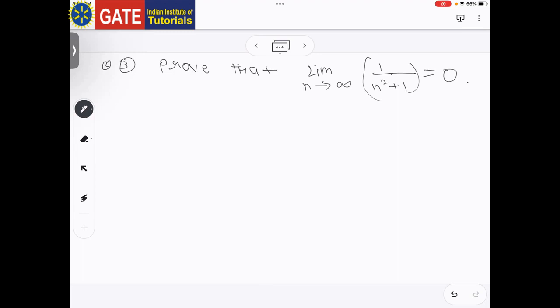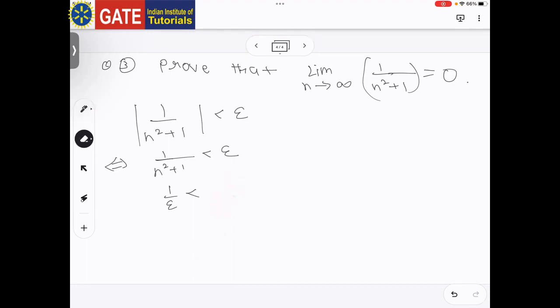So |1 by n square plus 1| is lesser than epsilon. This is same as 1 by n square plus 1 is lesser than epsilon because this is positive. From here, 1 by epsilon is lesser than n square plus 1.